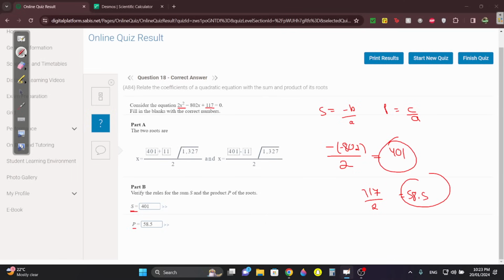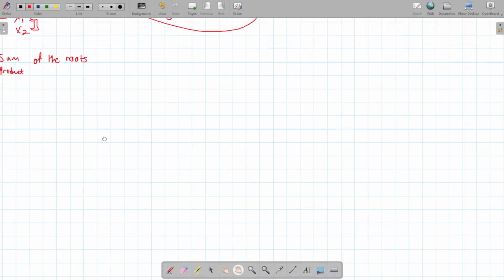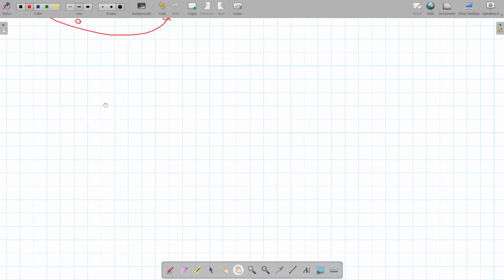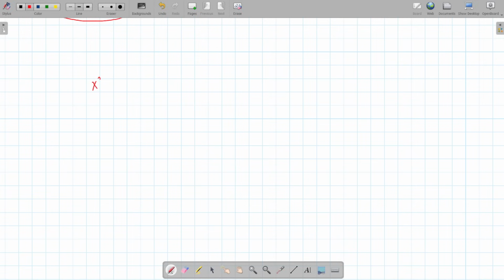Okay? One more thing about the product and sum. This same thing, x squared minus 14x plus 67. Whenever you have a quadratic equation written like this, with two conditions: there's no coefficient beside x squared, and second, there's a minus b in the middle. You can directly say that this is the same as writing x squared minus sx plus p.